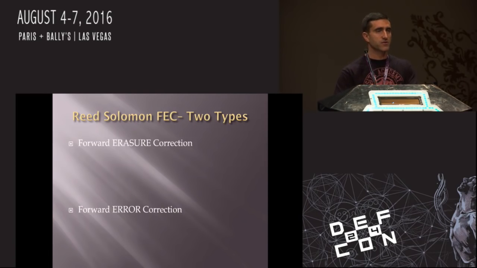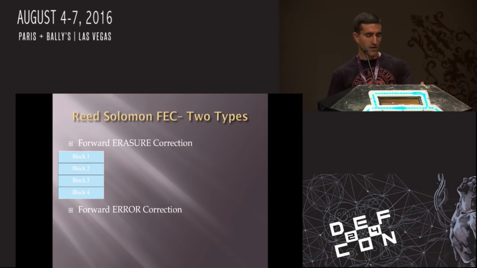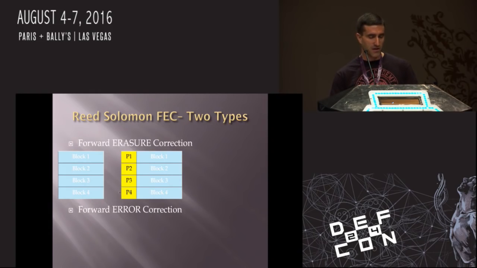Now the problem is forward erasure correction is for a data stream where you're missing data. Data doesn't make it to the receiver. That's what it's really for. And it works a bit like this. You have some data and you separate it into blocks. You assign parity bytes to each block. And then if one of those blocks turns up missing, you use the parity bytes in the remaining blocks to recreate the missing block. And that's how forward erasure correction works.